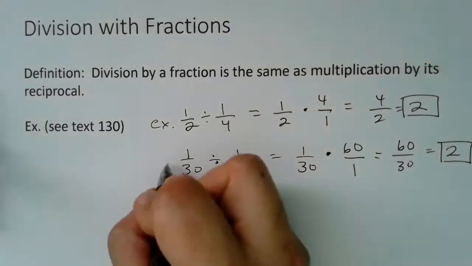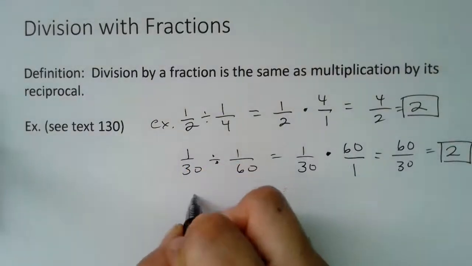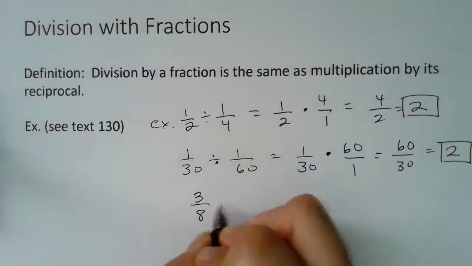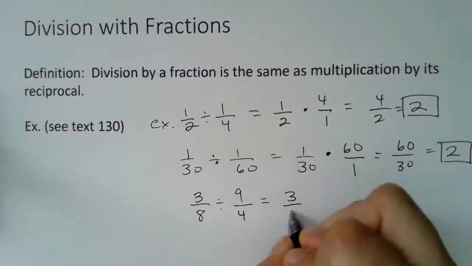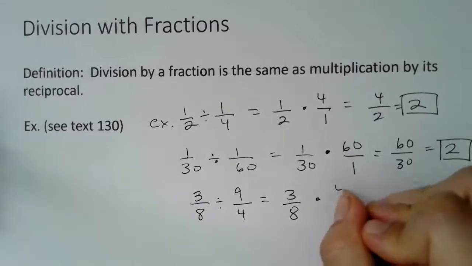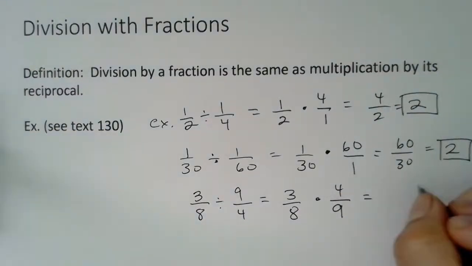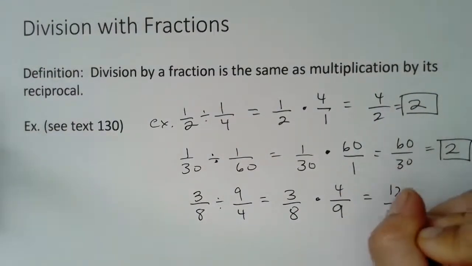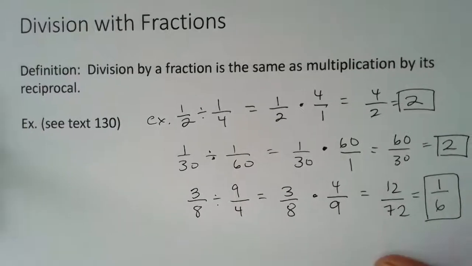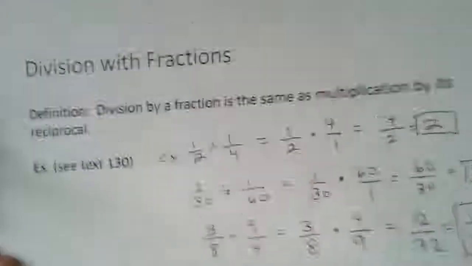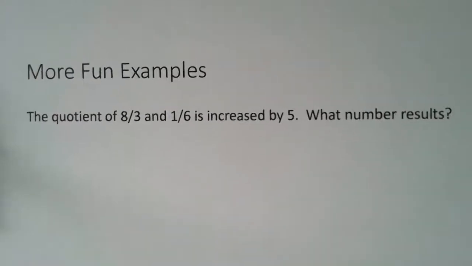How about, let's do another example. 3/8 divided by 9/4. Okay, so keep, change the sign, flip the second fraction, and you will get 12 over 72, but that reduces to become 1 over 6. Okay. And let's do another one. More fun examples.